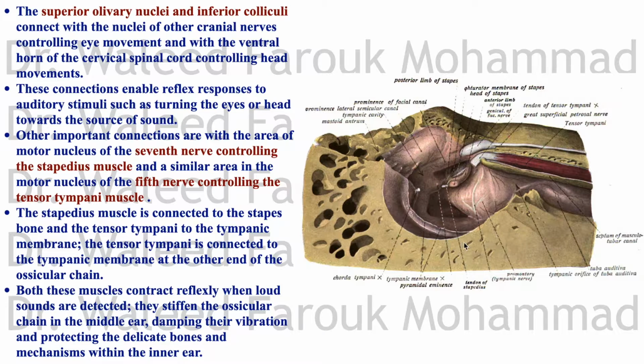This is a section in the middle ear cavity, as you can see here. This is the promontory produced by the basal turn of the cochlea in the medial wall of the middle ear, as you can see here, and this is the stapes, the stapedius tendon, and the tensor tympani tendon. The tensor tympani goes to the tympanic membrane, while the stapedius goes to the stapes, and each has a separate nerve supply for further protection of the ear from loud noises.